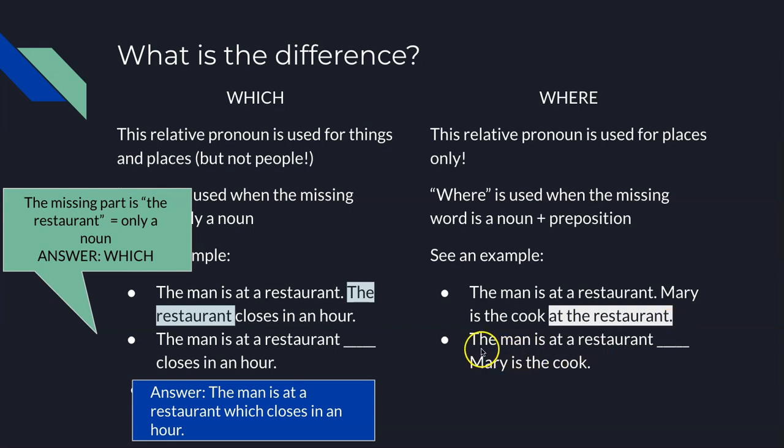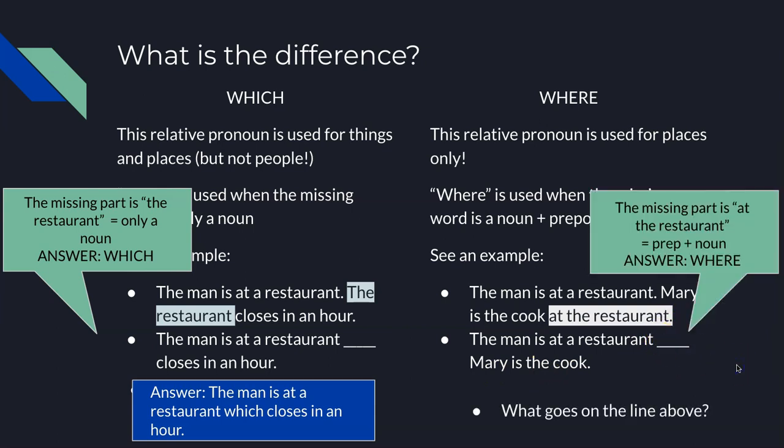So it would look like this. The man is at a restaurant. Mary is the cook. In this line here, what are we missing? The missing part is at the restaurant. Mary is the cook at the restaurant. At the restaurant, Mary is the cook.